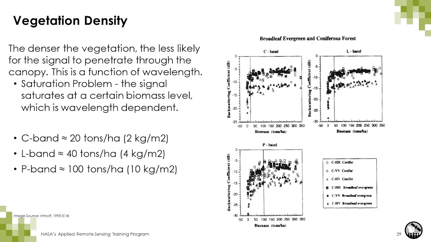So at C-band in a boreal forest, the signal will saturate at around 20 tons per hectare, at L-band at around 40 tons per hectare, and at P-band at around 100 tons per hectare.